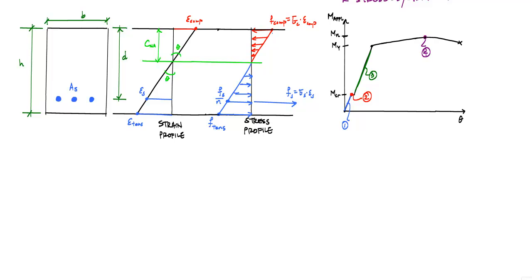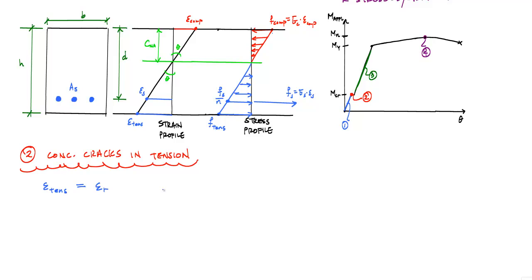So now let's look at stage 2, which is the condition where the concrete cracks. This is more like a point on the moment curvature diagram. And we're looking at the instant the concrete cracks in tension, which means that this epsilon tension, the strain in tension at the bottom, is equal to the rupture strain, or the tensile rupture strain of concrete. This mathematical definition here just says concrete cracks.